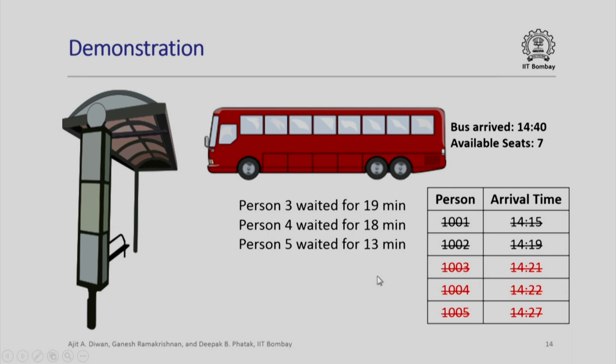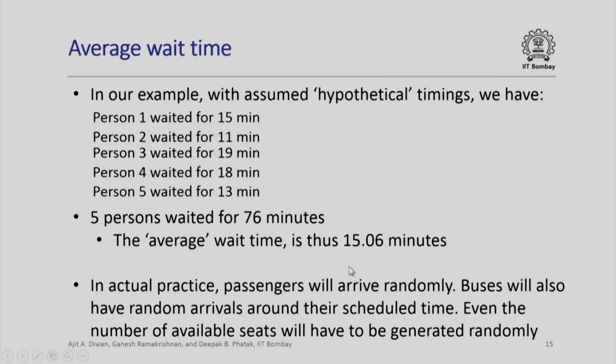In a nutshell, we have simulated a queue giving of course arbitrary arrival times for both the bus and the passengers, arbitrary number of seats available in the bus etc. But we are able to calculate the waiting time for each person and consequently the average waiting time. So in our example with assumed hypothetical timings, we have person 1 waited for 15 minutes, person 2 for 11 minutes and so on. Totally 5 persons waited for a sum of 76 minutes. The average wait time is thus 15.06 minutes.